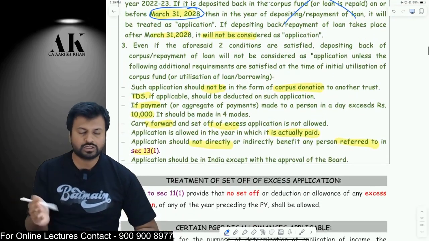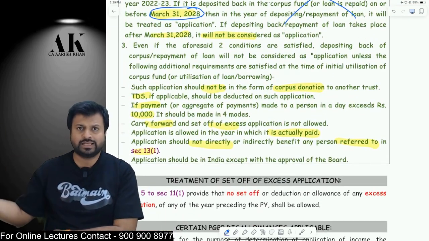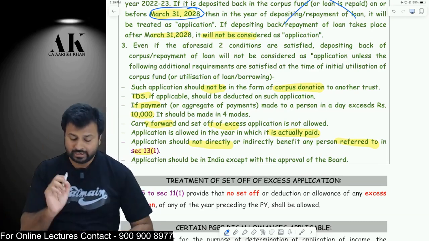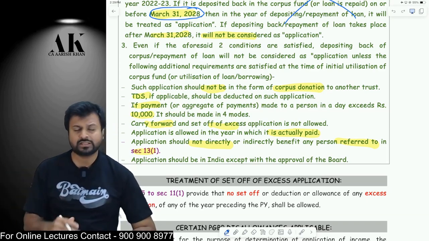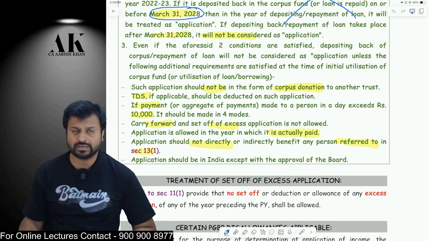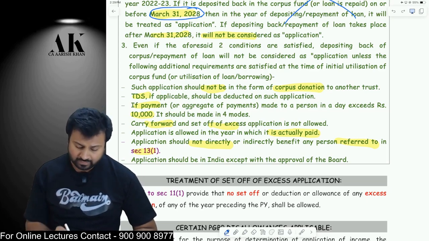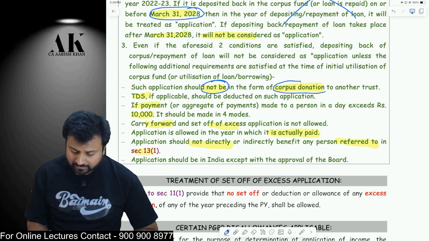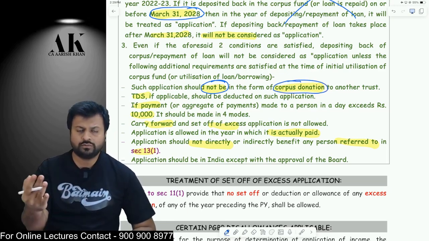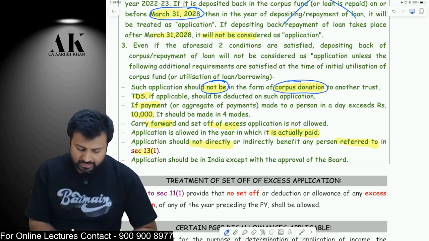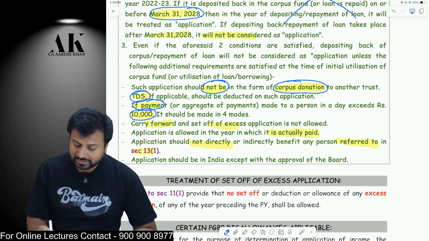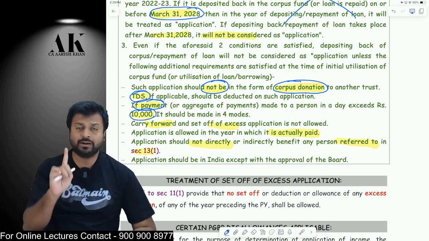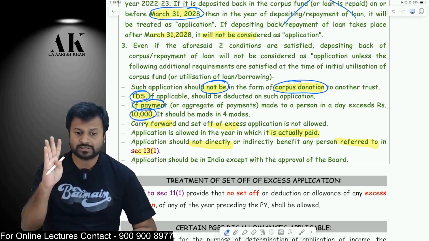Apart from these two conditions, the general conditions which used to be there earlier also continue to be there. All these conditions have been there since the very beginning. Let me talk about them, as they are also important to claim exemptions under the income tax law for trusts. First, such application should not be in the form of corpus donation. Corpus donation, if you give to somebody, is not allowed as a deduction. If TDS is applicable, you have to deduct TDS. If a payment of more than 10,000 rupees is made to any person, you have to make the payment by account payee cheque, account payee draft, ECS, and such other electronic mode.